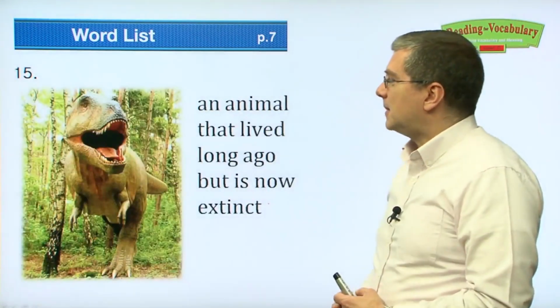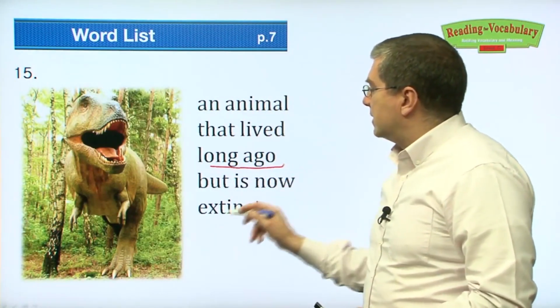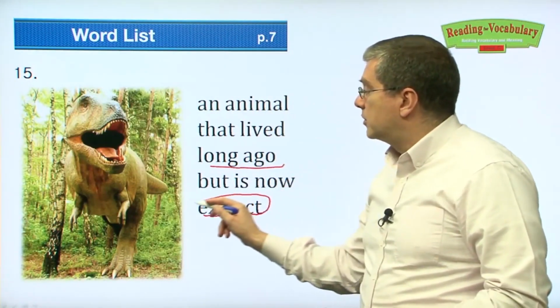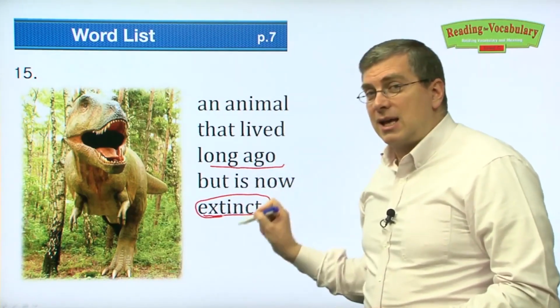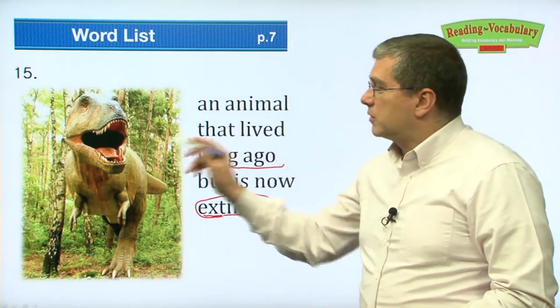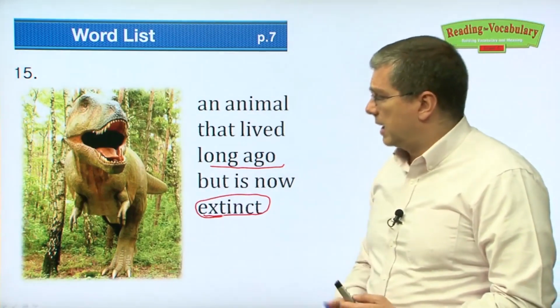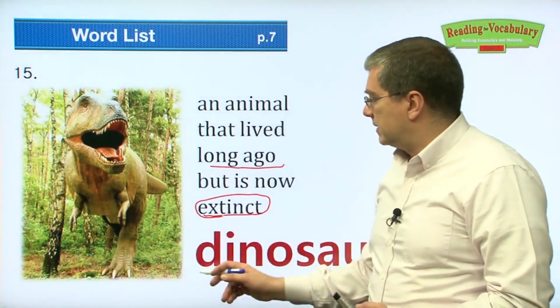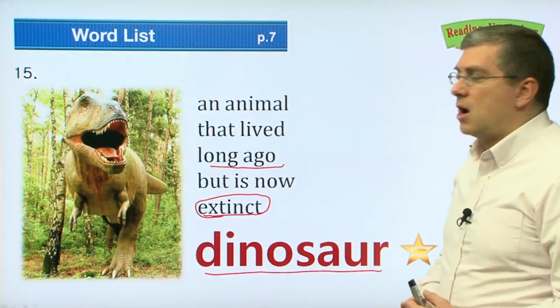Okay. Next word. An animal that lived long ago but is now extinct. That's one of the words we learned before. Extinct. It doesn't exist anymore. It's gone. It did not survive. And of course we saw this animal before, right? The video that I was scared of before. That's a scary animal, right? Of course, it is a dinosaur. It's an animal that lived long ago but is now extinct.